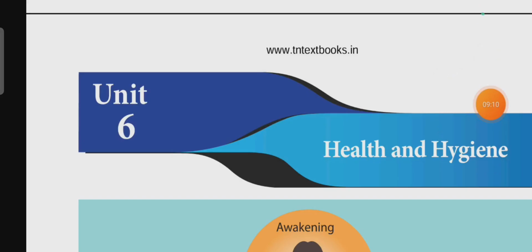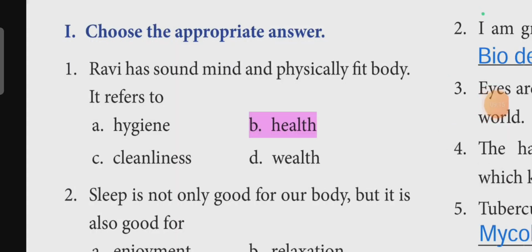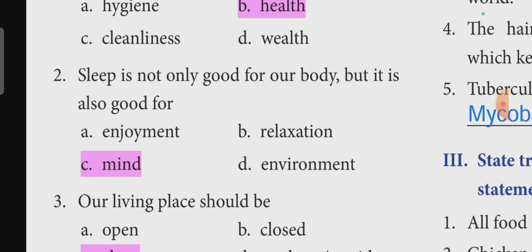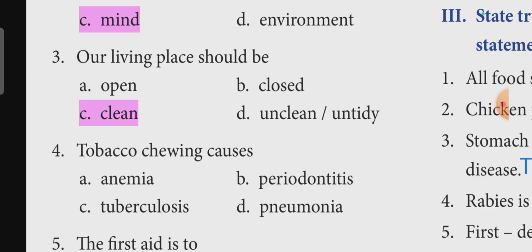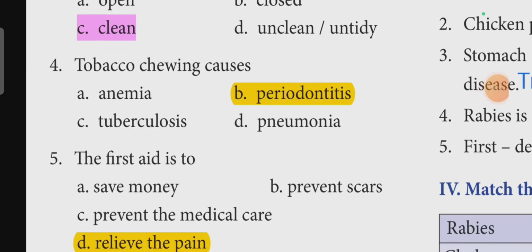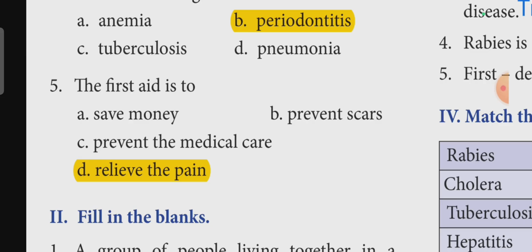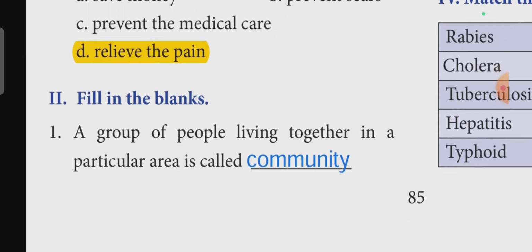Next, unit 6, health and hygiene. First Roman, choose the appropriate answer. Ravi has sound mind and physically fit body. It refers to health. Sleep is not only good for our body, but it's also good for mind. Our living place should be clean. Fourth one, tobacco chewing causes, answer option B, periodontitis. Fifth one, the first aid is to, answer option D, relieve the pain.